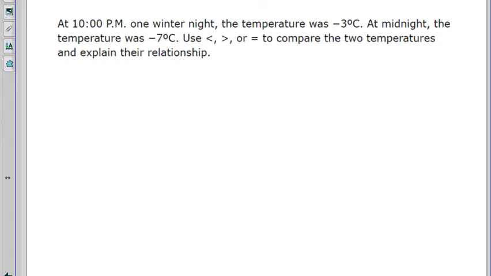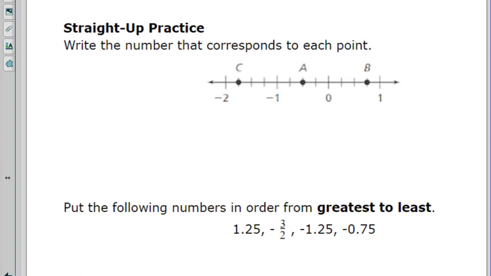Okay, we have some straight up practice here. We're going to write what each of the letters C, A, and B are, what their value is on the number line, and then we're going to put a series of numbers into order from greatest to least. And my advice there, again, is to put them in a form where you can easily compare it. I see an improper fraction there that maybe if that became a decimal, life would become swell.